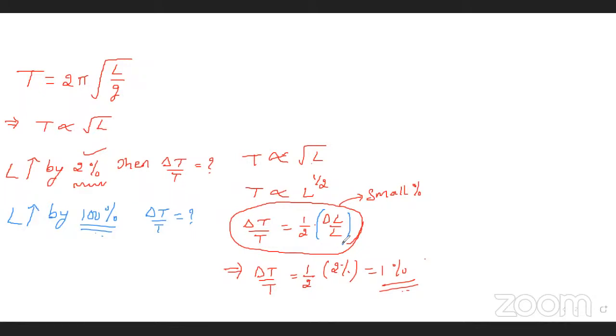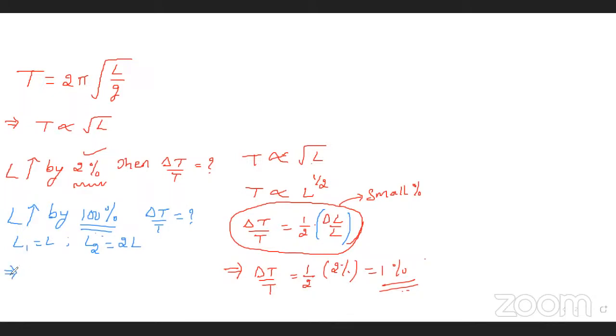But here, what is the percentage I have given? So it's a large percent, sir. So in this case, you have to go for a different method. Like L1, if it is L, what will be the second length? When it is increased by 100%, it becomes 2L, no? It becomes double, no? Yes, sir. So L1 is L, L2 is 2L.